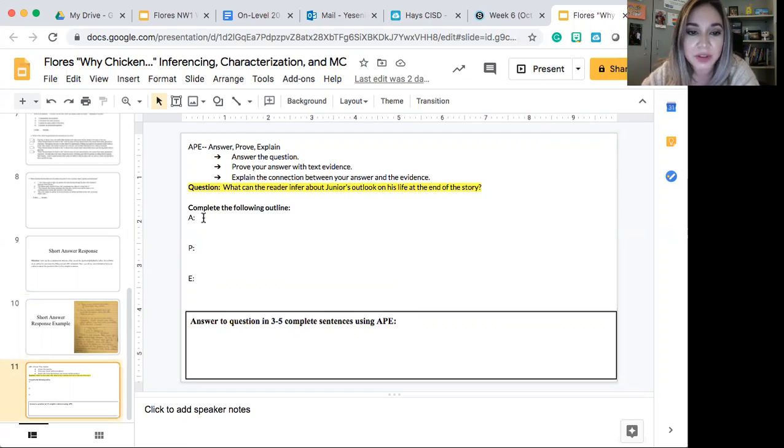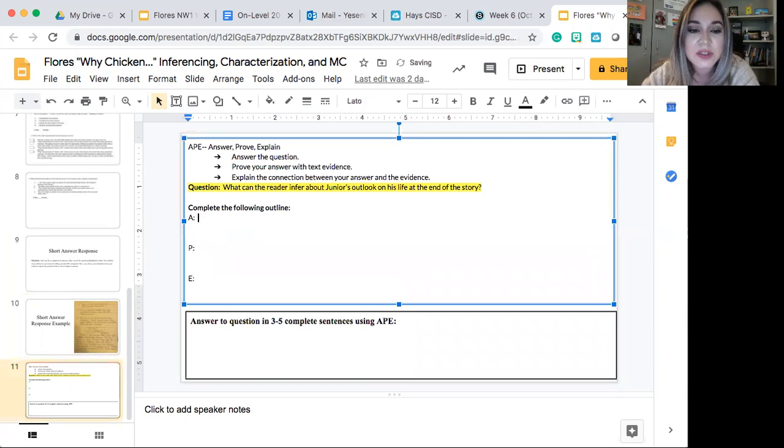So I'm going to go ahead and fill this out. My outline is just where I kind of hash out my thoughts and my ideas. And then down here is where I'll clean it up and make it an actual paragraph. So for now, A is to answer the question. What can the reader infer about Junior's outlook on his life at the end of the story? So how do I think Junior feels about his life at the end of the story?